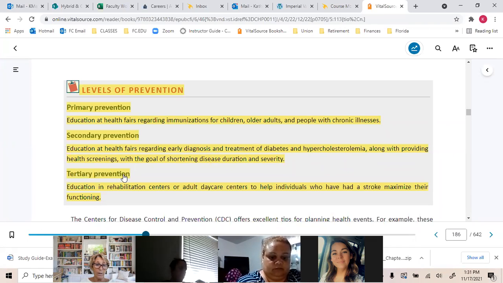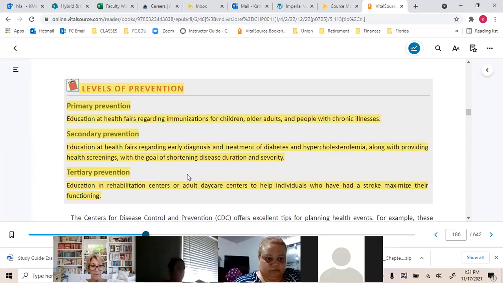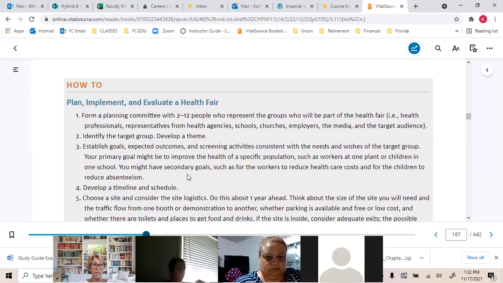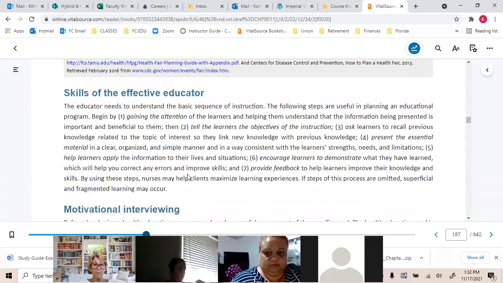Okay. And then tertiary, education comes in the form of maybe going into rehabilitation centers or adult daycare centers and helping individuals who have had a stroke. And they've already had the stroke. So what's our goal? Holistic care, trying to help them maximize their functioning. So we all understand the difference between primary, secondary, and tertiary. If anybody's conducting a health fair, it gives you some ideas of how to plan a health fair.